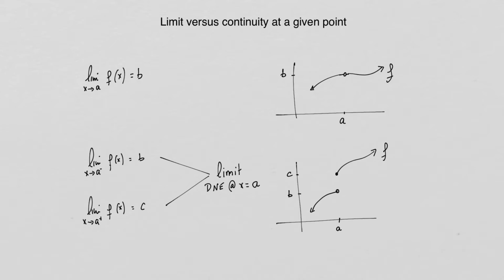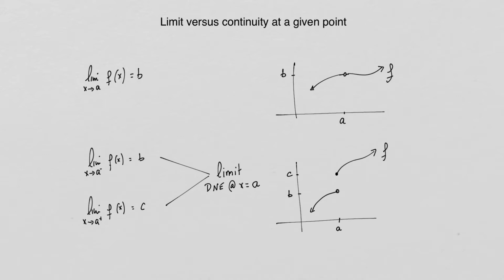So notice that f of a doesn't exist. So I put a hole here. If I say what is f of a, you don't say b. You just say it doesn't exist, right? However, I'm interested in limits. So if I take the limit as x approaches a of the function f at x, that limit is b.